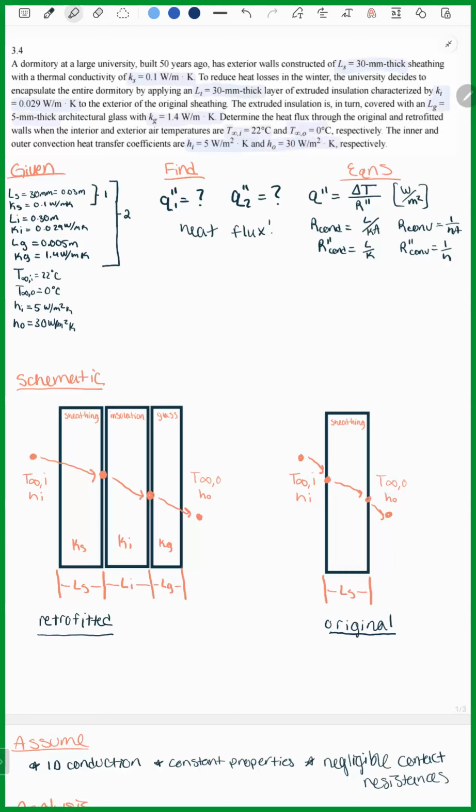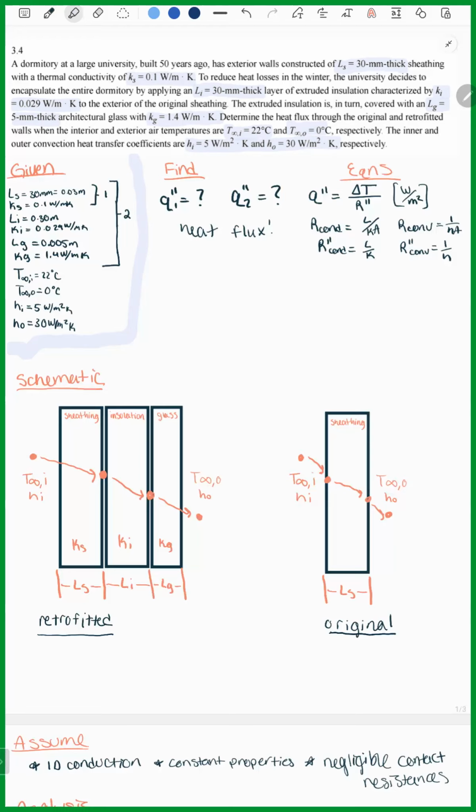So now that we have the givens, and I have them written out already on the left here, just to reiterate, we're looking for the heat flux through the original wall versus the heat flux through the retrofitted wall. And some of the equations that we'll be using a little bit later are shown on the right. Like I said, we're using the flux equation, and we'll be focusing on R double prime, the resistance of conduction and the resistance of convection.